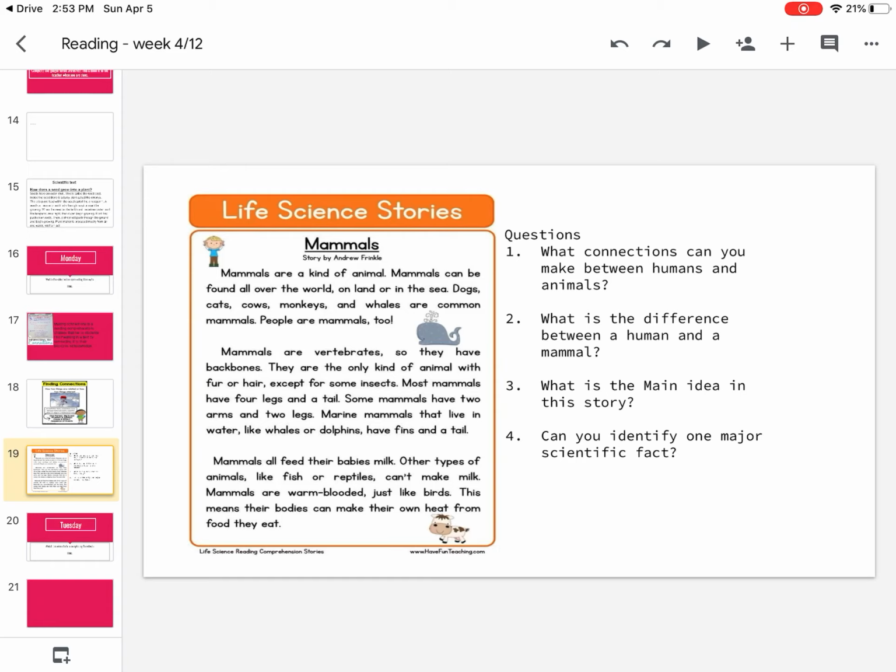Most mammals have 4 legs and a tail. Some mammals have 2 arms and 2 legs. Marine mammals that live in water, like whales or dolphins, have fins and a tail. Mammals all feed their babies milk. Other types of animals, like fish or reptiles, can make milk. Mammals are warm-blooded, just like birds. This means their bodies can make their own heat from food they eat.